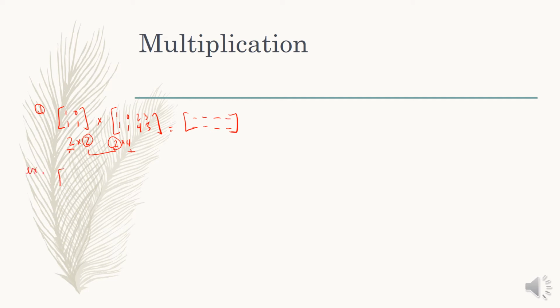Let's say that I want to do 1, 2, 0, 1, then times 2, 1, 1, 1. Now the first thing we want to check is, can you actually multiply these? Well, the first one's a 2 by 2, the second one's a 2 by 2. So these two numbers in the middle are the same, which means we can. And our result is going to be a 2 by 2.